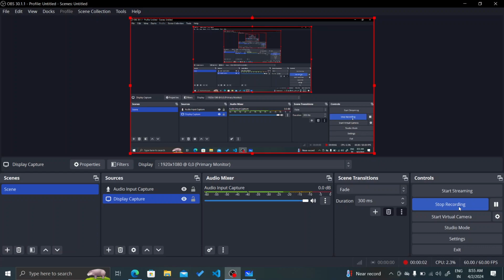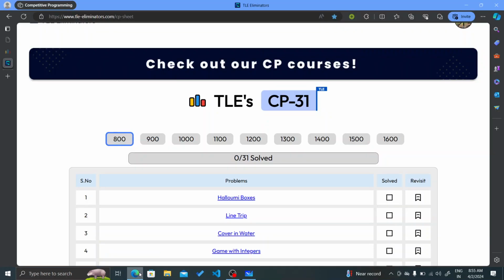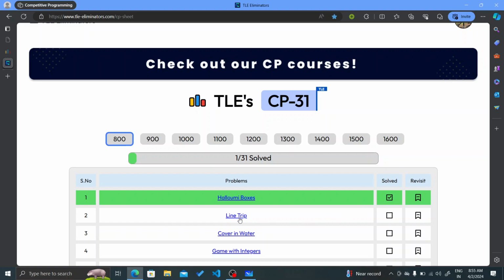Hello everyone. Today we are going to solve the second question of the CP31 sheet, which is called Line Trip. So let's go.